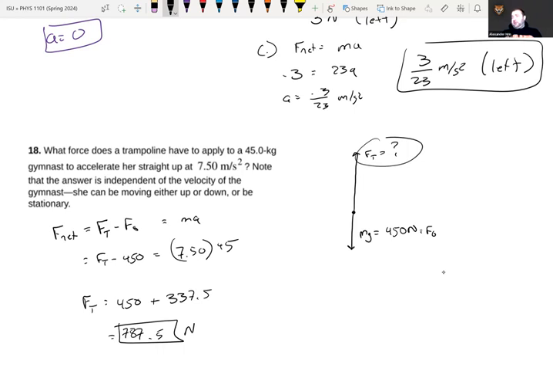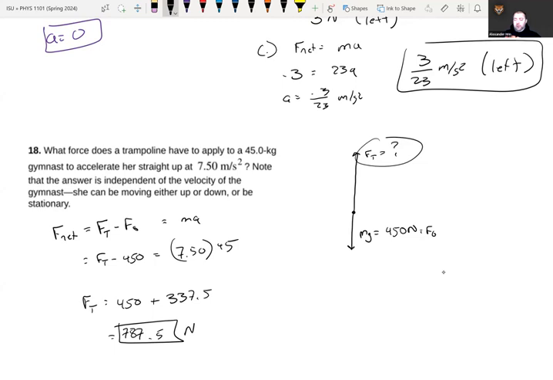So hopefully you see that it's worth banging out this free body diagram, because you are being asked for the force from the trampoline, not for F net. So you can't just apply Newton's second law blindly there. Okay. All right. So the next one I wanted to look at is the one with the baby being weighed. Grab the diagram as well.